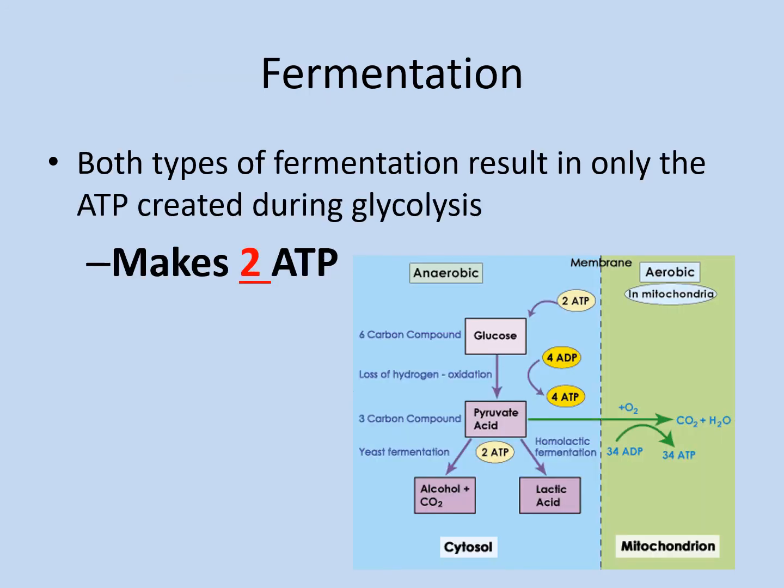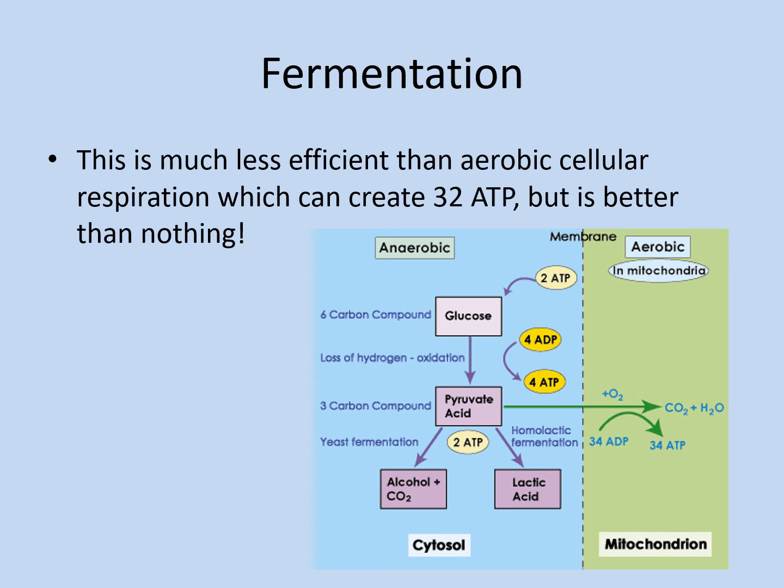So again, with fermentation, both types of fermentation result in only ATP being created during glycolysis. And so you're going to get 2 molecules of ATP during glycolysis, and then you'll get 2 more molecules of ATP during fermentation. And it is much less efficient than aerobic respiration, which can create 32 in addition to what's in glycolysis. So for a net of 36 to 38 molecules of ATP.